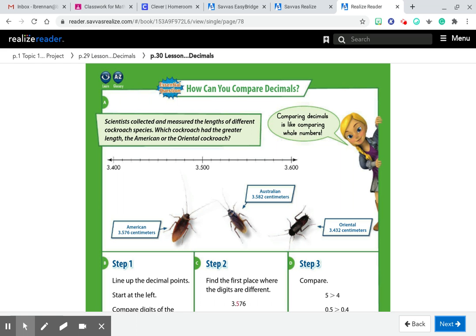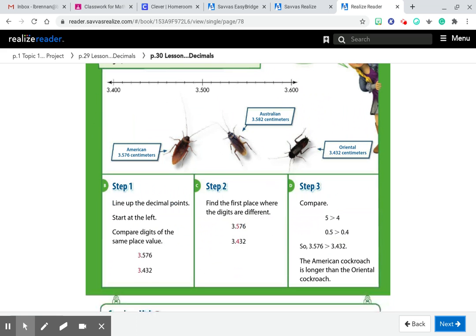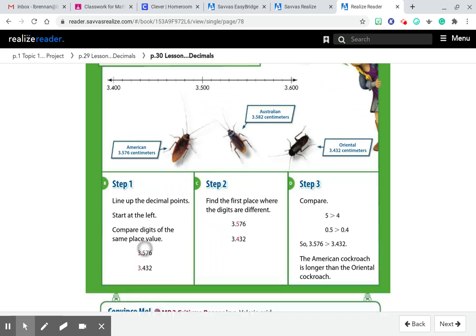And comparing decimals is like comparing whole numbers. We just get them all lined up and compare them just the way we compare whole numbers. So following the steps, line up the decimal points, start at the left, compare the digits of the same place value. So in this case, we have 2 3s. So we know they're equal in the ones place.